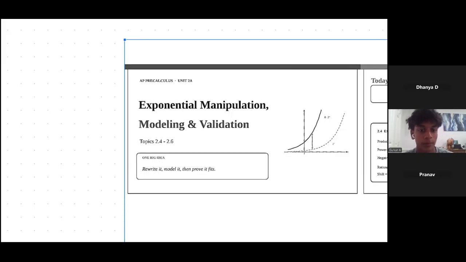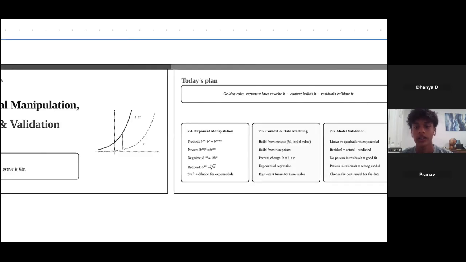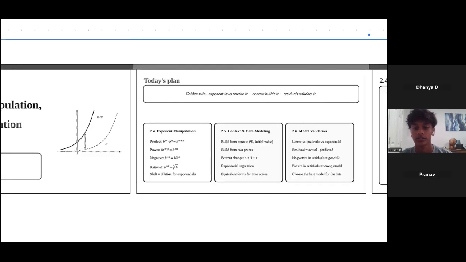Today, we're going to look at topics 2.4 to 2.6, exponential manipulation, modeling, and validation. Looking at topics including all the exponent laws, residuals, and how to model exponential functions as well. All right. So yeah, basically what I said: exponent manipulation, context and data modeling, and model validation.